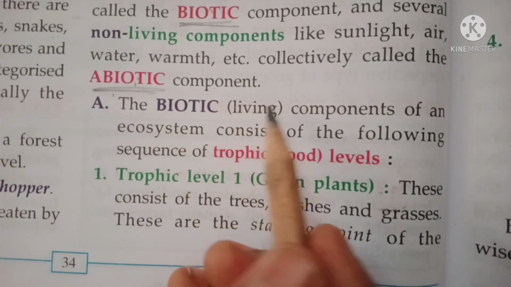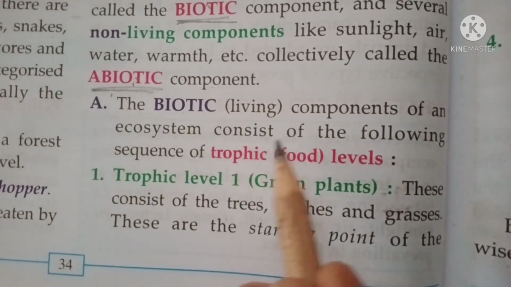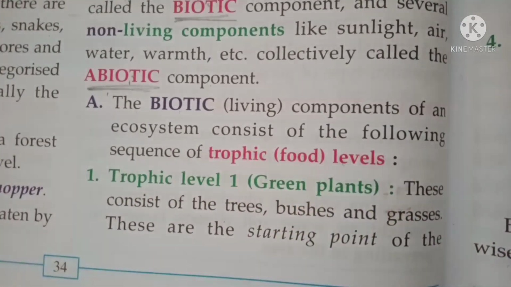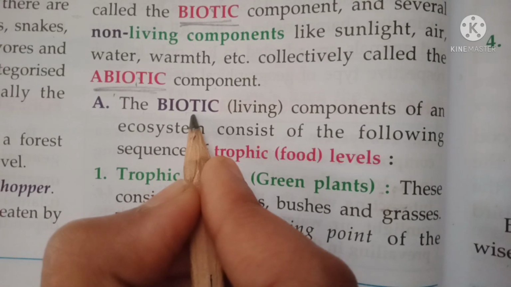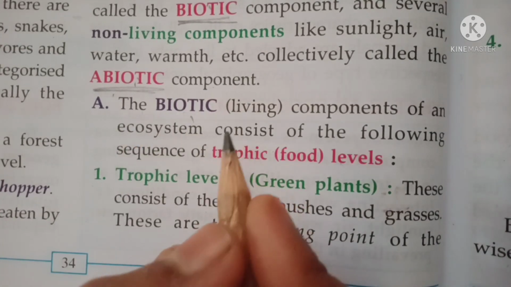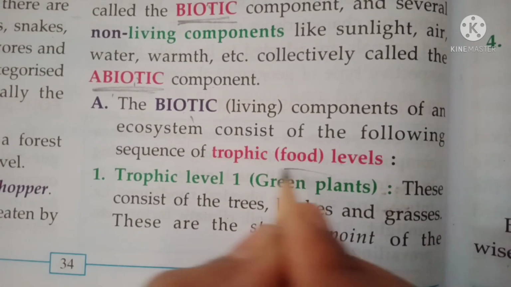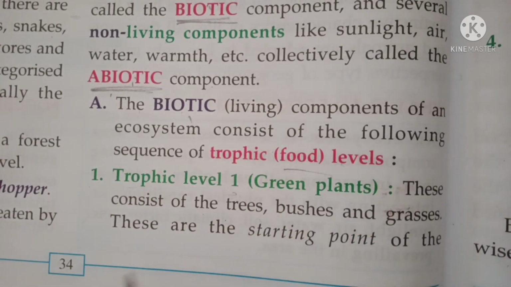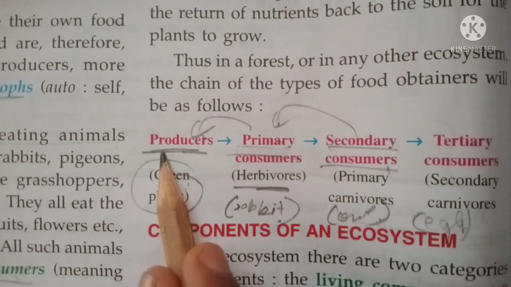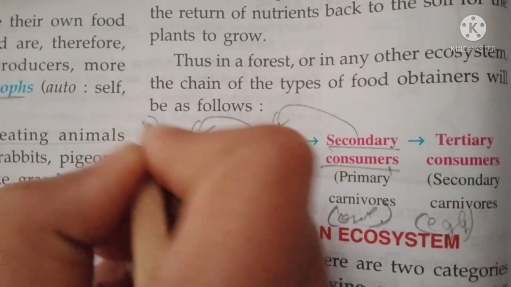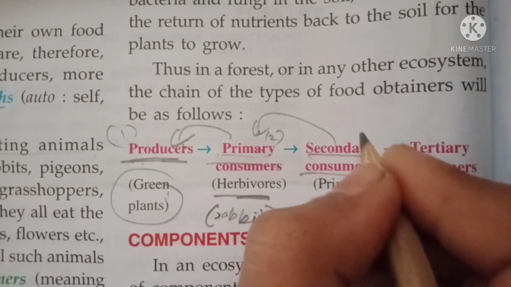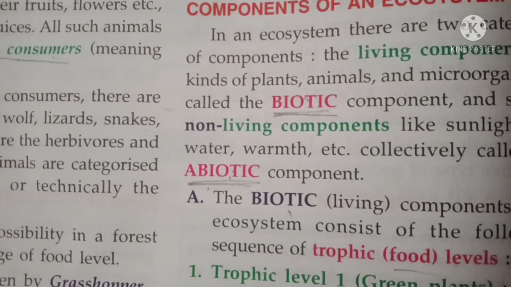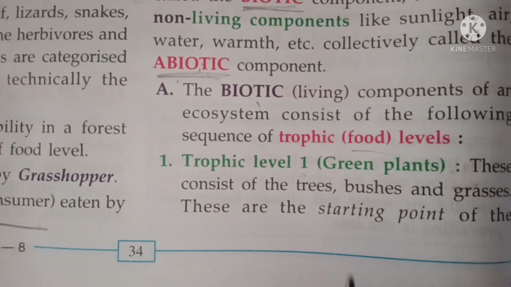The biotic or living components of an ecosystem consist of the following sequence of trophic, that is food, levels. So biotic components means living components, which contain some food levels. Trophic level means green plants. So like this only. See, this is known as trophic level 1, this is trophic level 2, this is trophic level 3, this is trophic level 4. That's all they have given, but I'm going to explain. I'm not going to neglect.